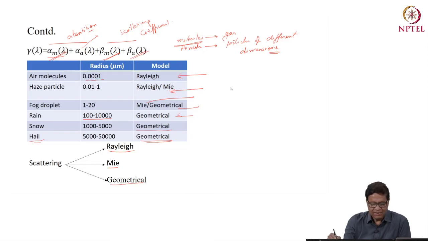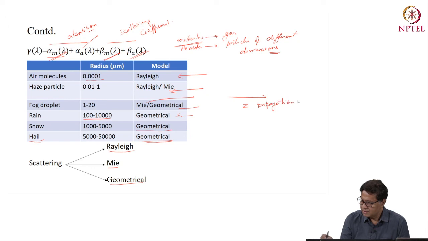So what happens in Rayleigh scattering, as if this is the propagation of light in the z direction? In Rayleigh, the side lobes disappear. Suppose the light is scattered from this point, the side lobes which are here disappear, whereas you have light scattered in all other directions. So this is the property of Rayleigh scattering.